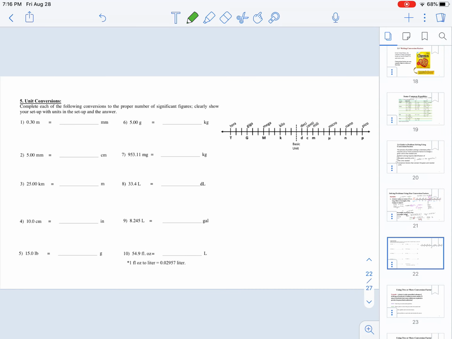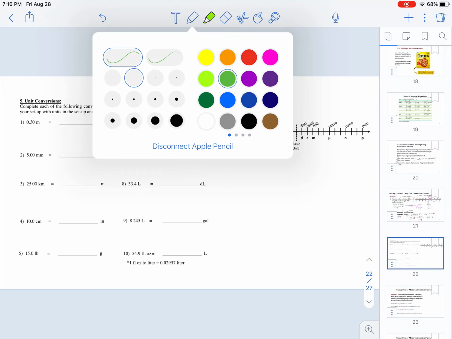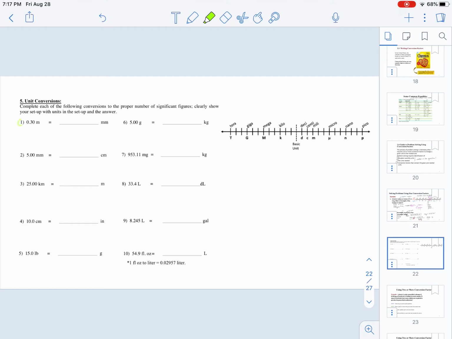So to practice further, I'm specifically going to do, in this video, number 1 and number 4. As you can see, the instructions on this example from the worksheet say: complete each of the following conversions to the proper number of significant figures. And we're going to clearly show the setup in order to show the answer.